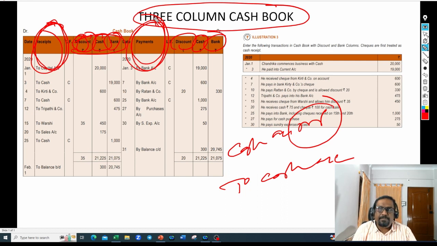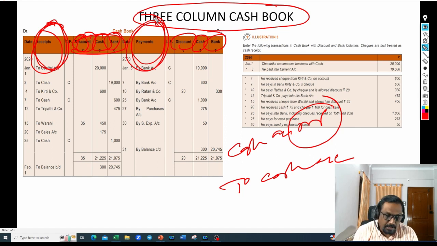That is the reason I'm trying my level best to explain the fundamentals, so that if you follow these fundamentals, the structure, whatever I'm explaining, you will never forget the subject. That is the intention behind it. So on the debit side we are recording receipts and on the credit side we are recording payments. That is what we learned in the 2 column cash book, and the 3 column cash book is also the same thing.